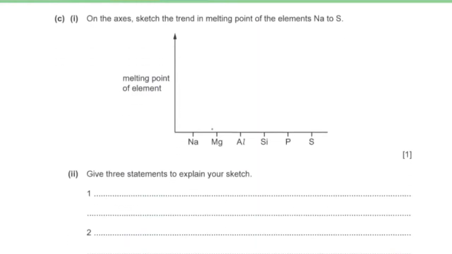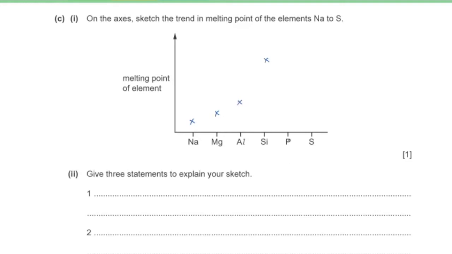Part C1, on the axis, sketch the trend in melting points of the elements sodium to sulfur. So melting points from sodium to silicon will increase, where silicon will have the highest melting point. So Na, Mg, Al, and silicon has the highest melting point. Then the rest in period 3.